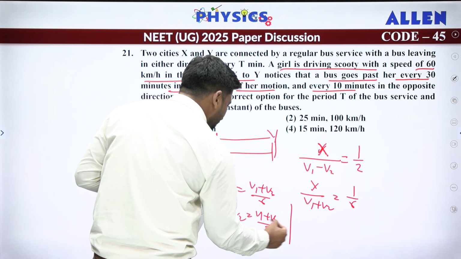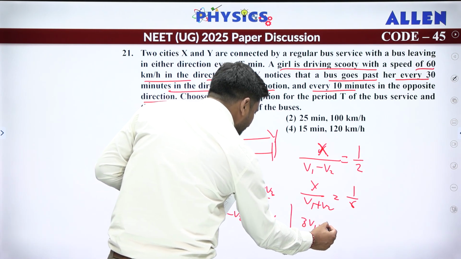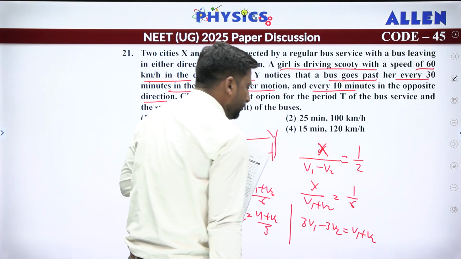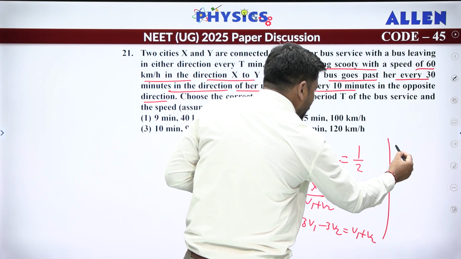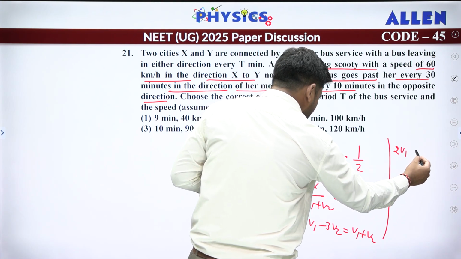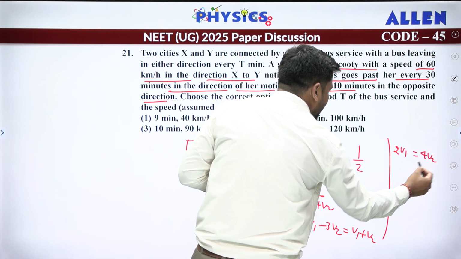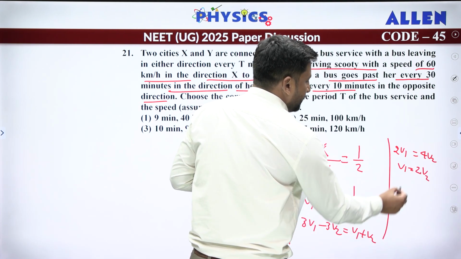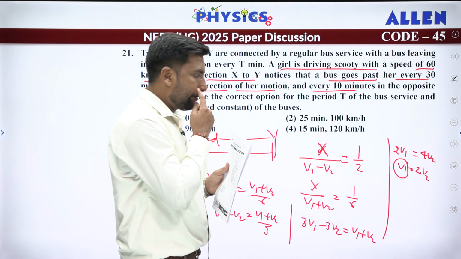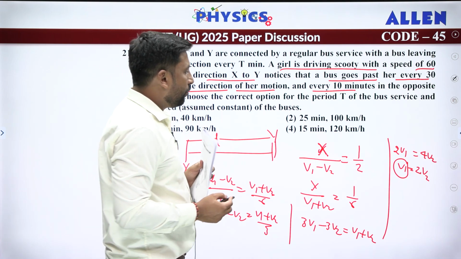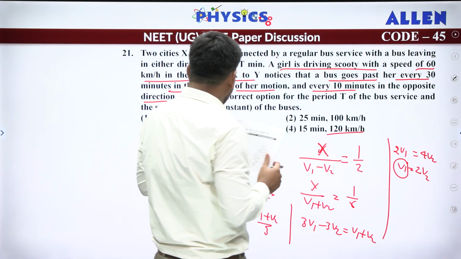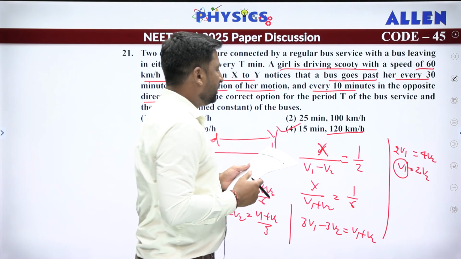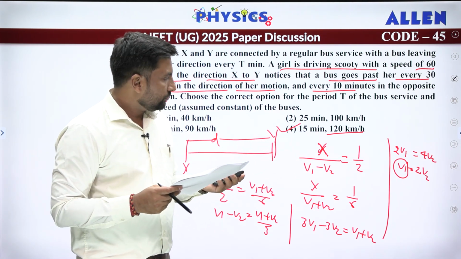So if you solve this, what will we get from here? 3v1 minus 3v2 is equal to v1 plus v2. If you solve this, we get 2v1 as 4v2. So we can say v1 is equal to 2v2. So v1 is the velocity of the bus we have taken. So the velocity of the bus will become 120. So that is 120, only one option is matching, which is the fourth one. So the answer is the fourth one, no need to solve for the time.